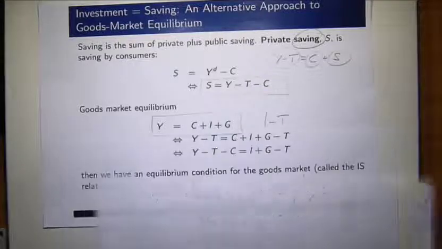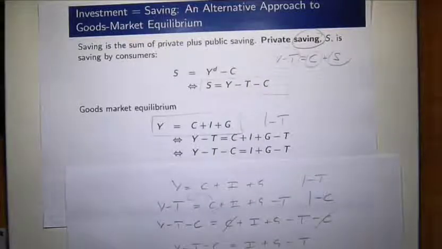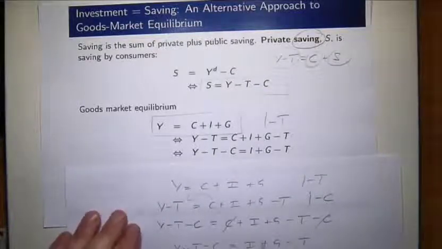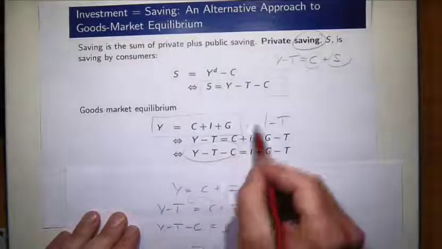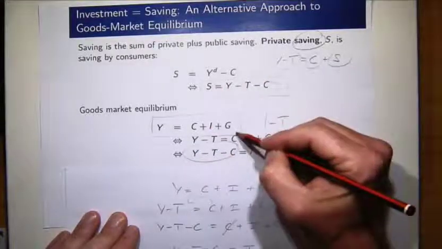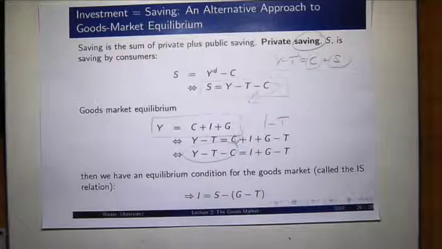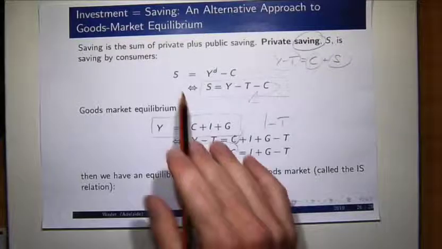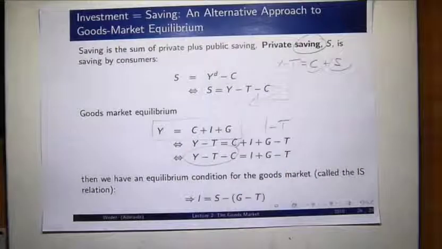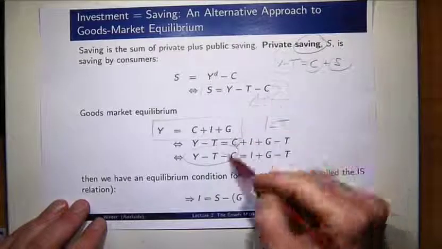So of course you have this here. Why do I do this? Well, this thing here is the same as this thing. Okay? There's two equations that I have. One was the goods market equilibrium, and the other one describing public savings or private savings in this economy. Okay. So I can combine these two equations.